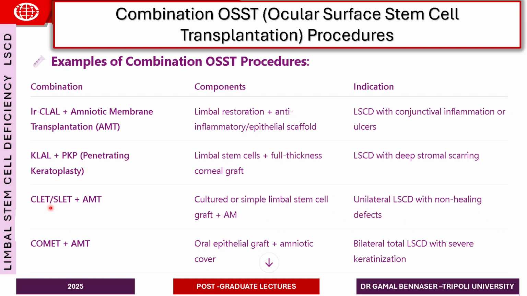Also, we can combine CLET or SLET with the amniotic membrane, especially if there is a persistent epithelial defect. Also, we can combine COMET with amniotic membrane to secure the ocular surface, as we have explained before. So these combination therapies are known as OSST.